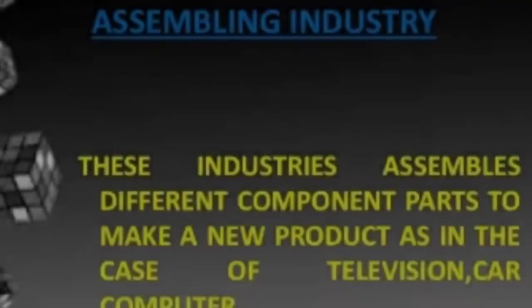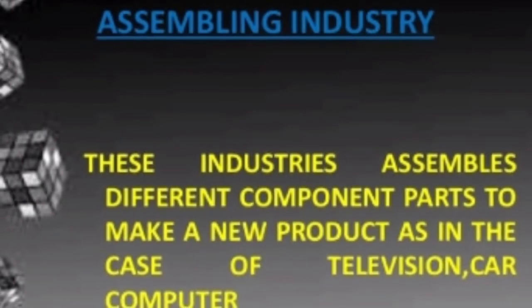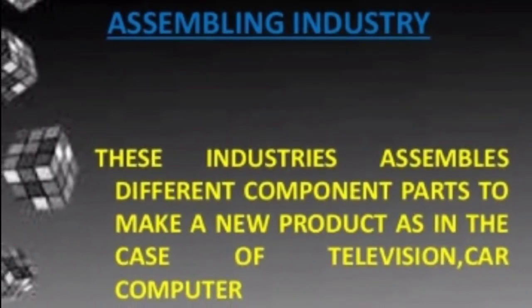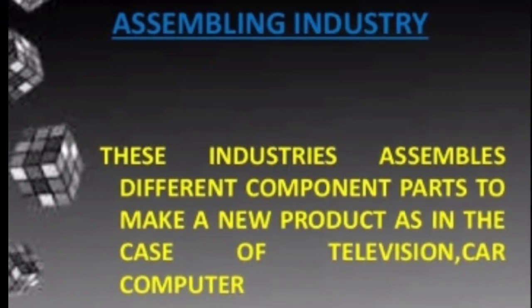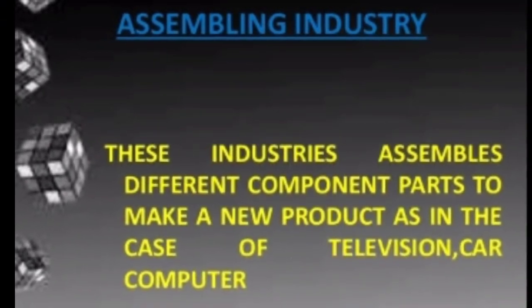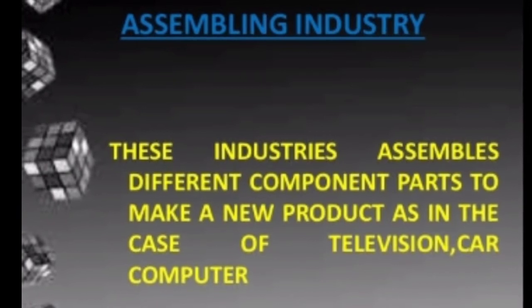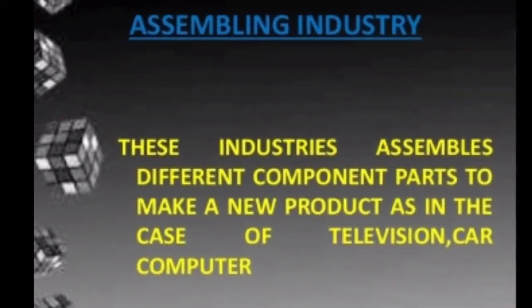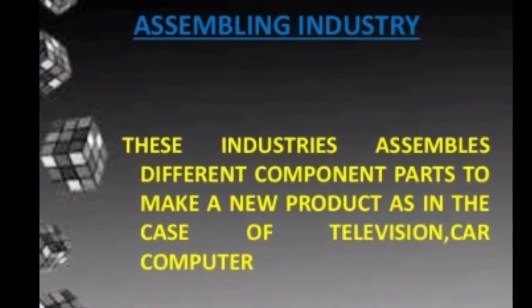Okay. Then assembling industry. In this industry, the finished product is produced by assembling various components. Example, automobile industry. Then television set, computer set, etc. We make them by assembling a large number of parts.